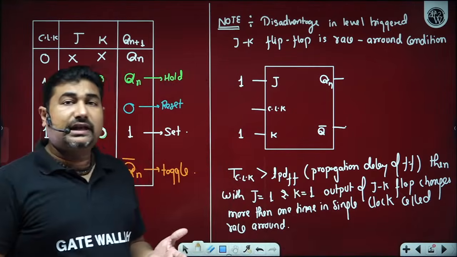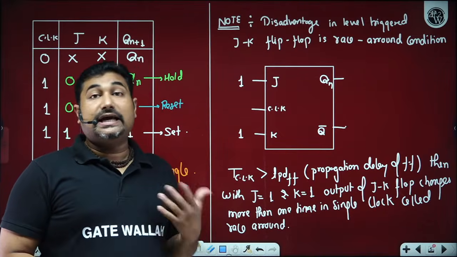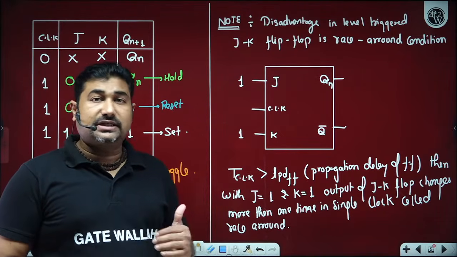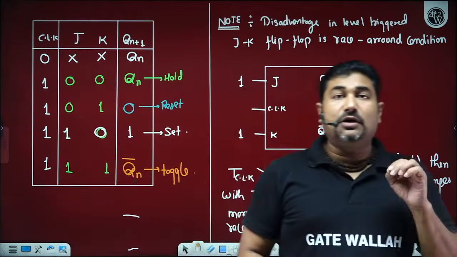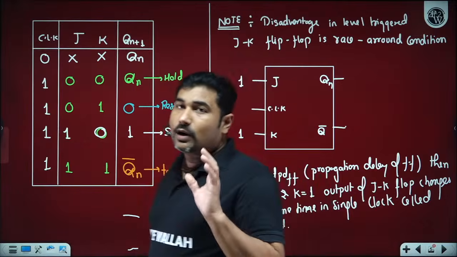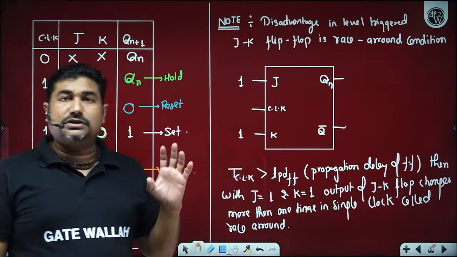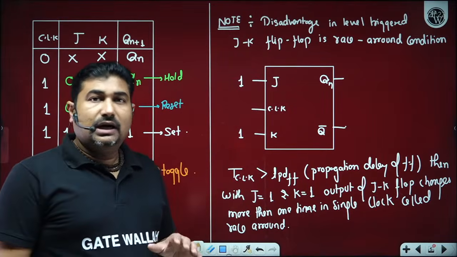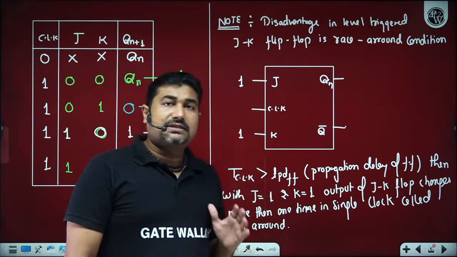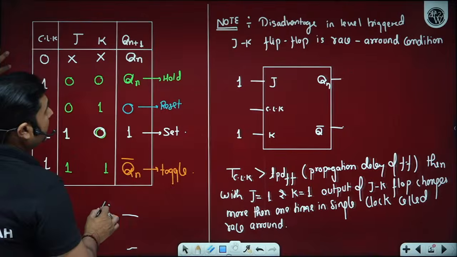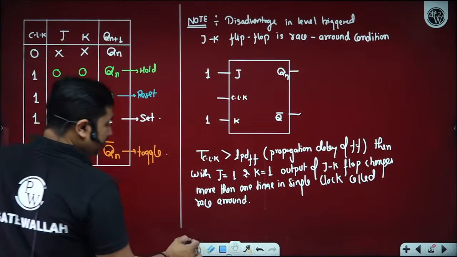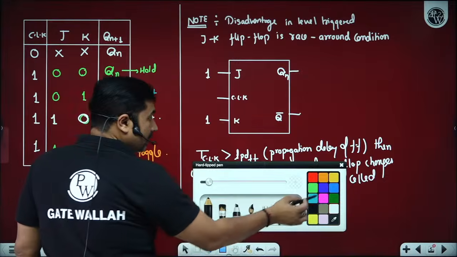Instead of going with the level triggered, we can go with the edge triggered circuit. In case of an edge triggered circuit, the clock will only appear during the transition of the clock from 0 to 1 or 1 to 0, depending upon the positive or negative edge triggered clock. Another way is a master-slave flip-flop. So race around condition can be avoided by using master-slave flip-flop. One more point.